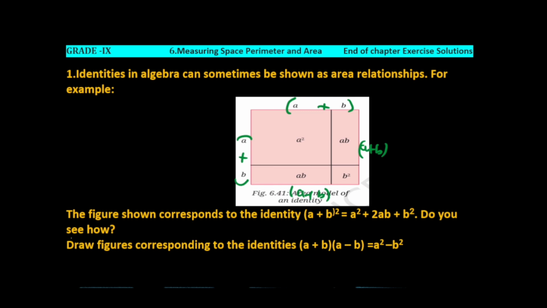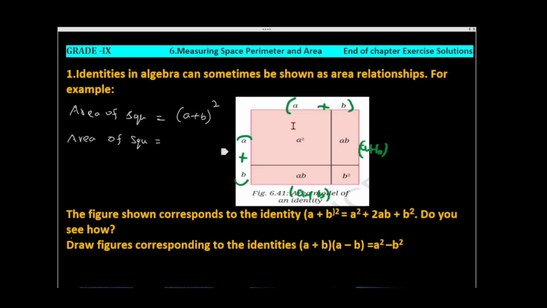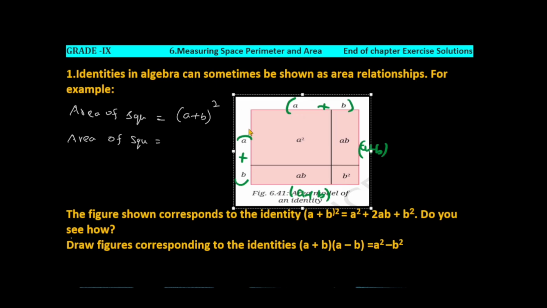So we know that the area of a square formula is side squared. So it is a plus b the whole squared. The same area of the square, if we calculate with the occupied space, look at the occupied space here: this portion is a squared, and b squared, and ab, then ab, again ab.